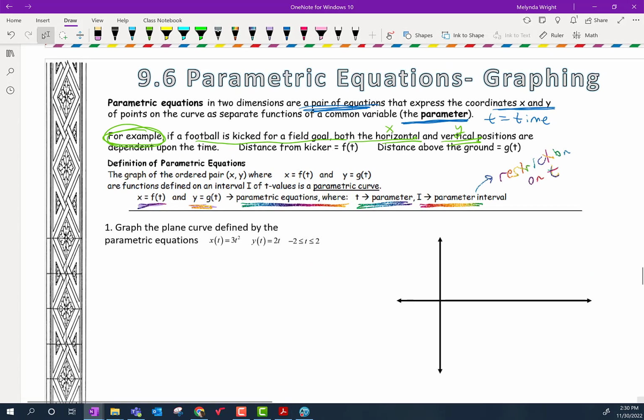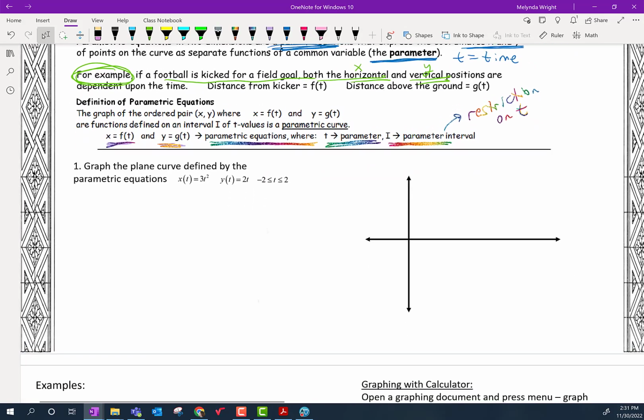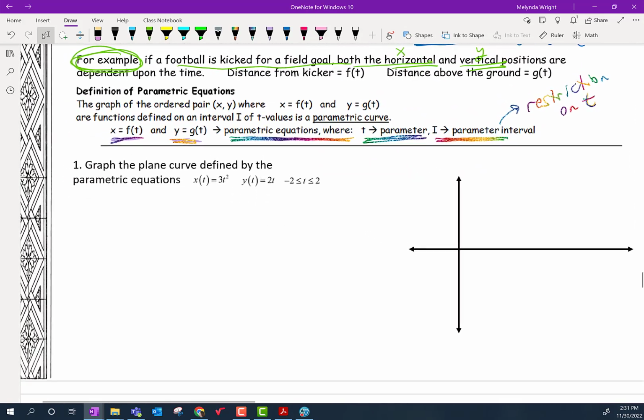So let's graph our first one. What I would recommend is that we use something like a t-chart. It actually has 3 columns. I call it a triple t-chart. I don't know that it has an actual name. What we want is time to be one column, x to be one column, and y to be one column. Our additional column is time. Our parameter needs its own column.